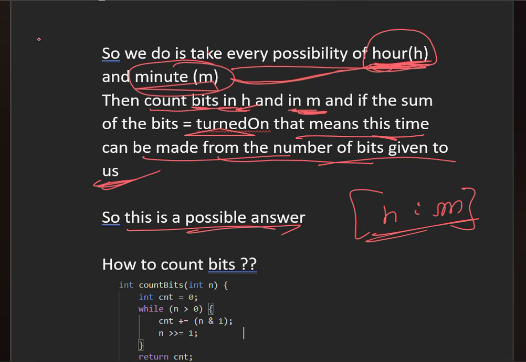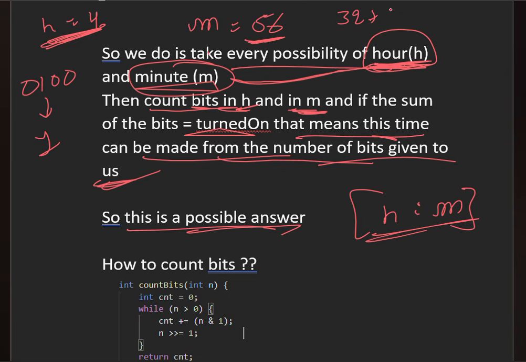I'll tell you again. Suppose we take h equal to 4 and m equal to 56. So what we do is we count the number of bits in this. 4 is 0100, so the number of bits is 1, and this is 56. So 32 plus 16 plus 8, right? So 111, then all zeros. So here the number of bits is 3. So total bits is 4.